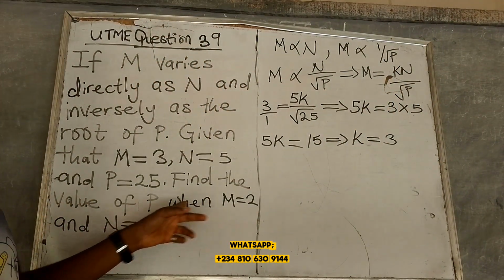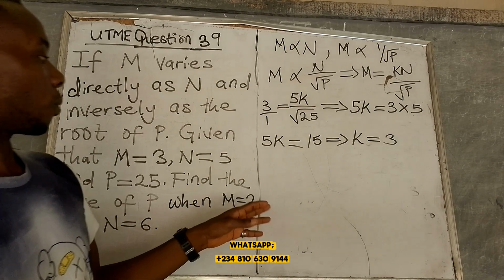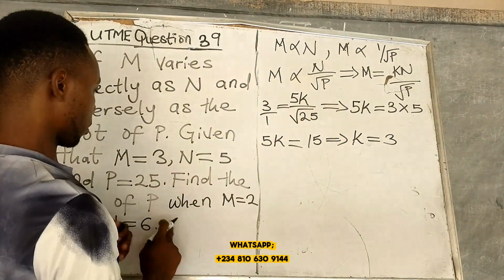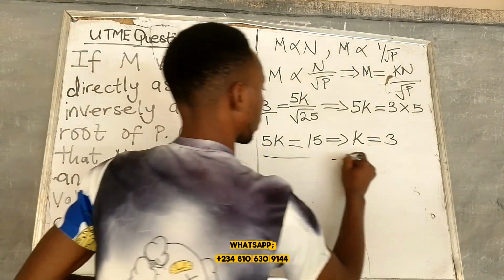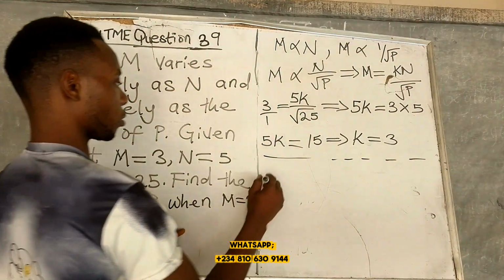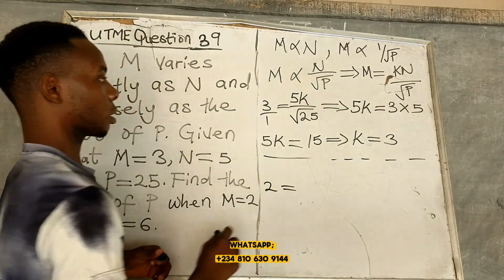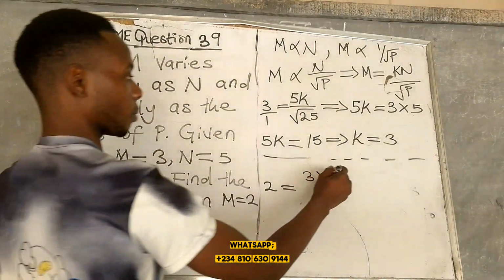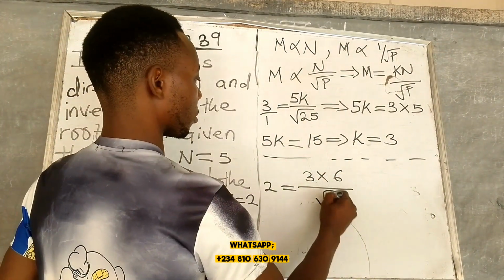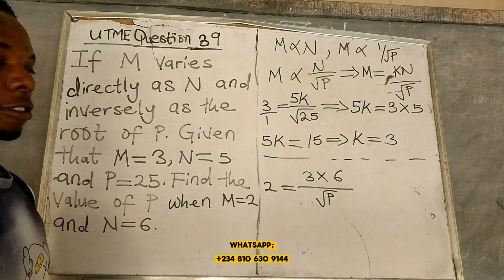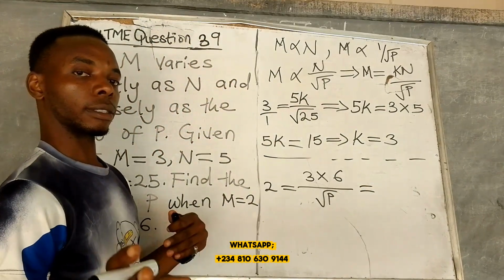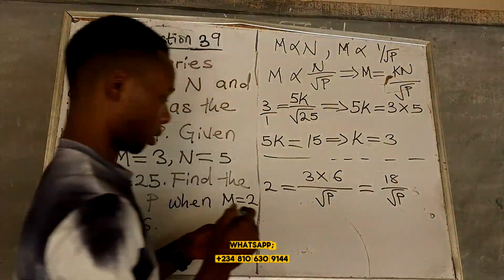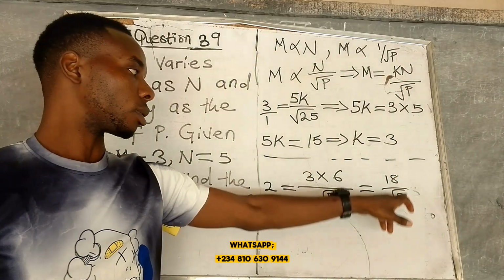Now this 3, we input it into this place. Since we are told to find p when m is equal to 2 and n is equal to 6, m is equal to what? 2. Put 2 equals to k, which is 3, times what? n is what? 6, over the root of p. We're not given p, so we are told to find the value of p. 3 times 6 is what? 18. So write 18 over root of p. Now this is 2 equal to 18 over root of p.